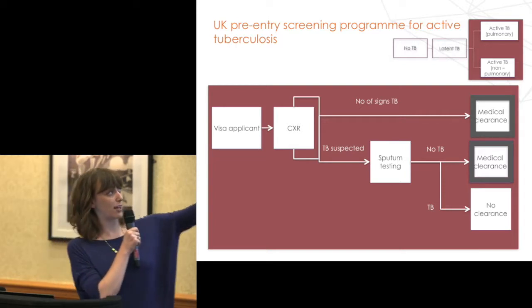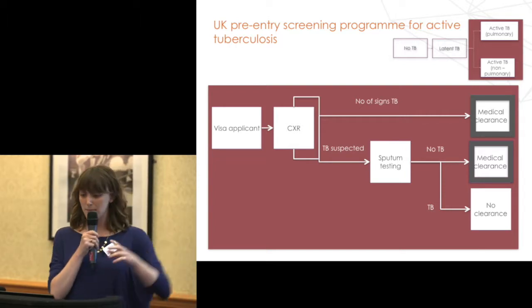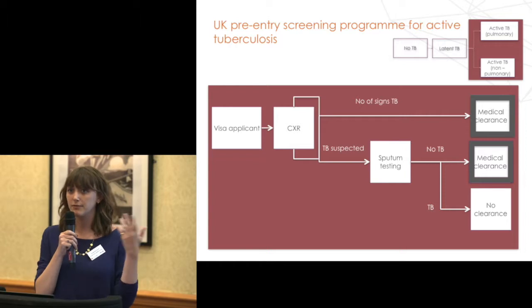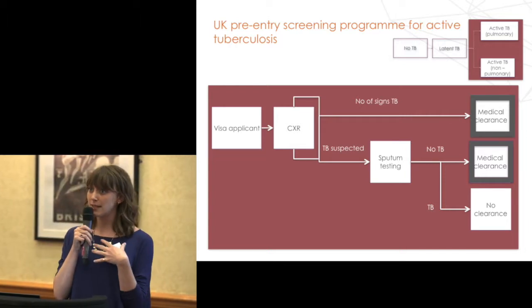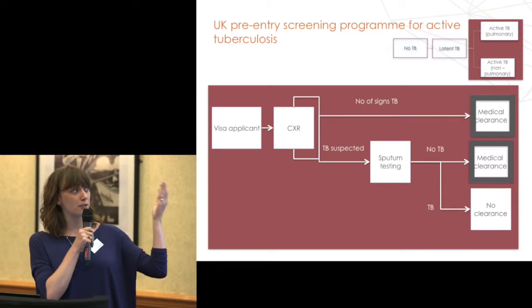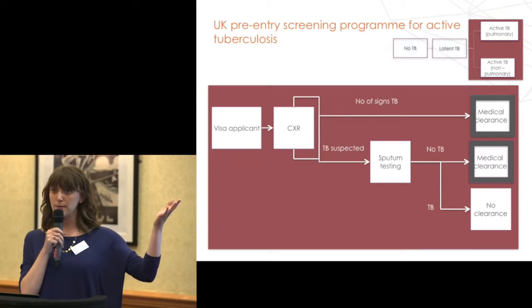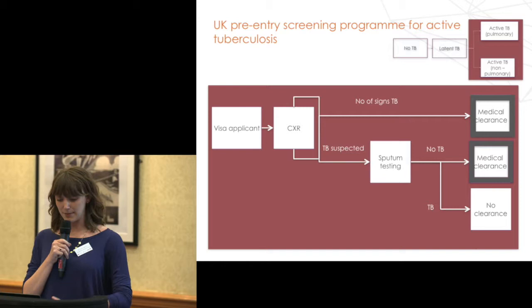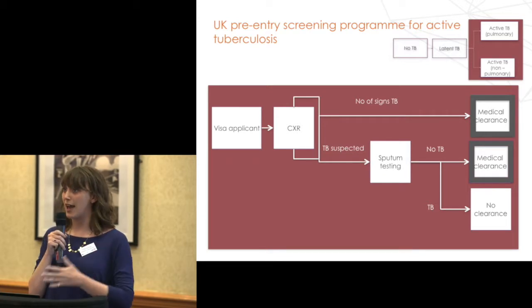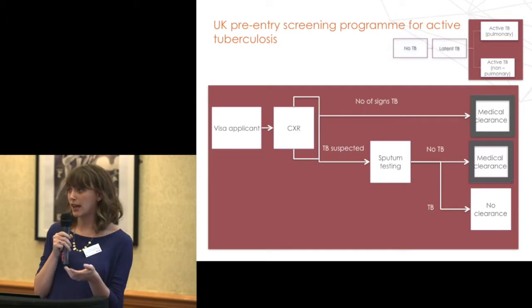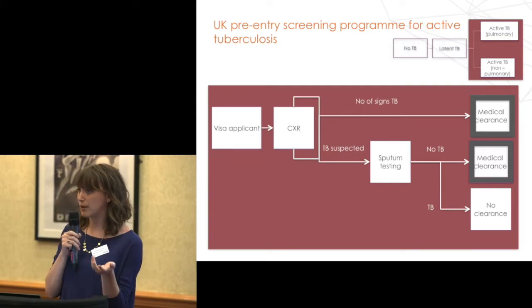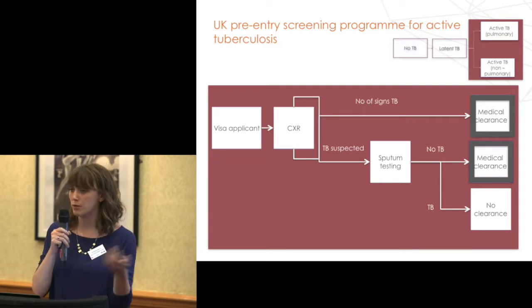So they started with getting a chest scan. If there's no signs of TB, medical clearance, get your visa, get on the plane and come to the UK. However, if TB was suspected in that chest radiograph, then there was a sputum test. If that was a negative test, they got medical clearance and came to the UK. However, if you did have TB, you did not get clearance, and then hopefully you'd go through the 6 months of treatment, and then you could reapply.